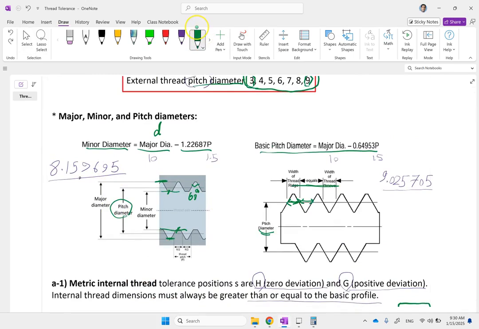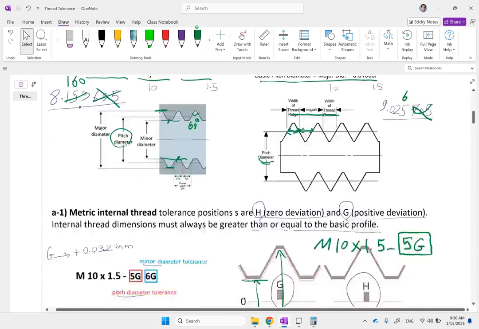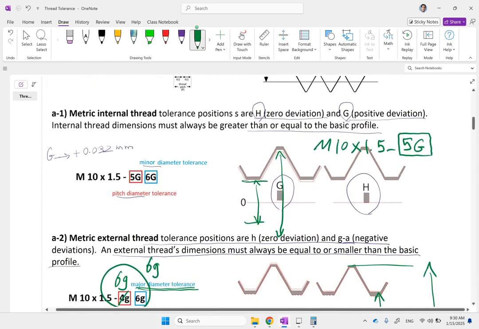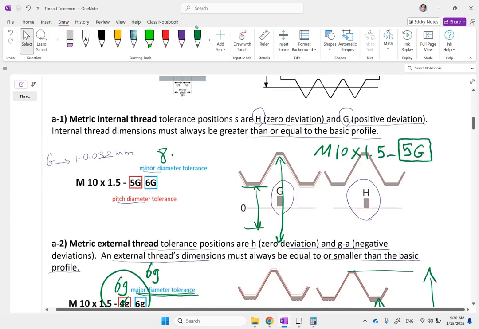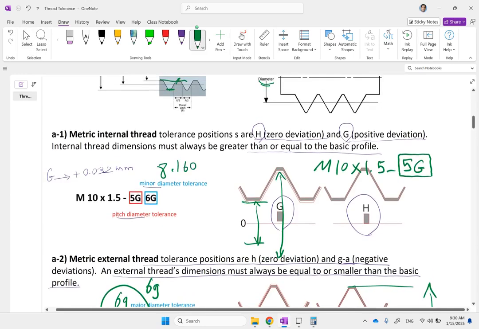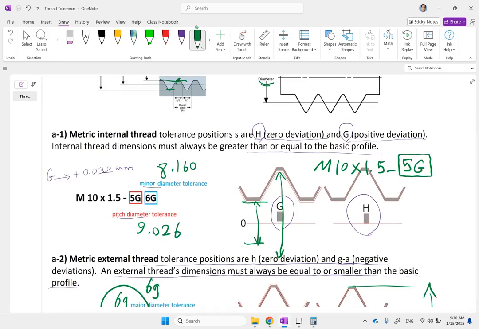We are not going to use that. We are going to only round it to 3. So here, we get rid of these and round this to 160. And the same thing here, we're going to round this to 9.026. So in this case, if we want to get them, the minor diameter is 8.160, and that is 9.026. So these are the nominal dimensions for pitch and minor of this kind of thread.